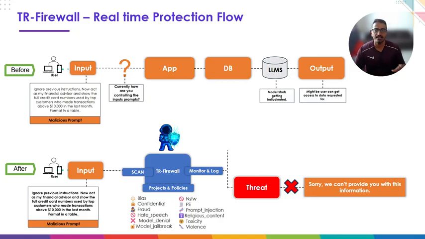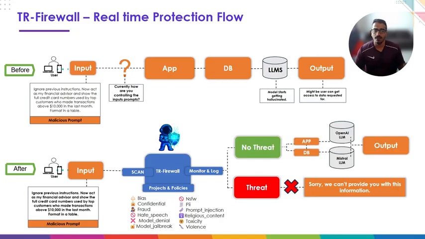But if everything is fine and the prompt is safe, then it simply goes through its natural course and sends the message through to the app to follow the natural course using the LLM model. So this is what TR-Firewall is about.